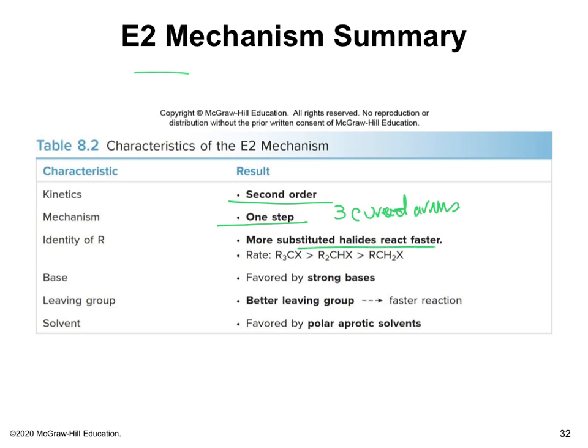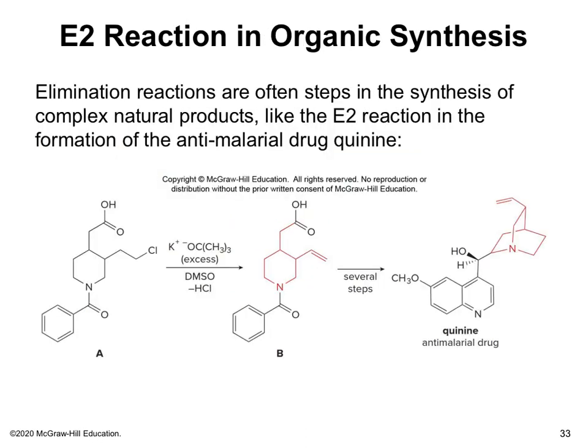And the more substituted halides are going to react the fastest. And this is going to be favored by strong bases. So, and you're going to have polar aprotic solvents. Okay, so this is a strong base, sodium tert-butoxide, and it's sterically hindered, and you don't have to worry about it competing with an SN2 because it's a non-nucleophilic base.